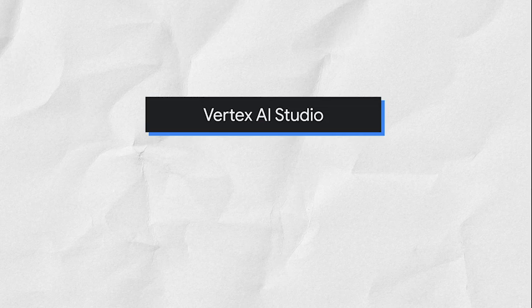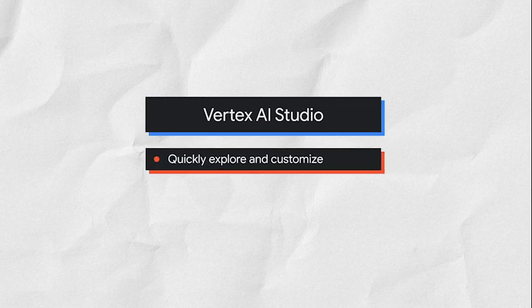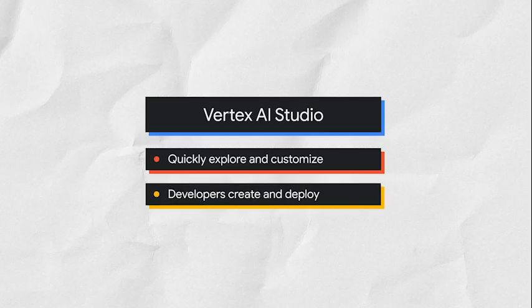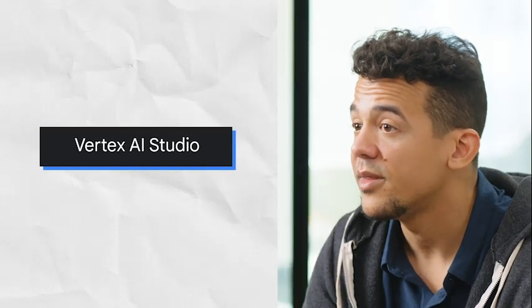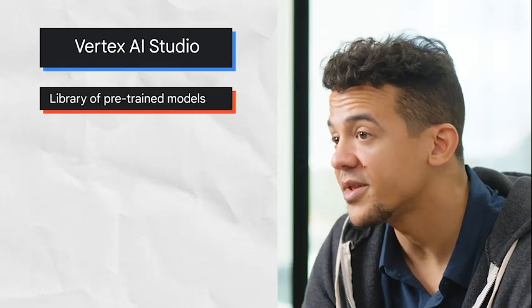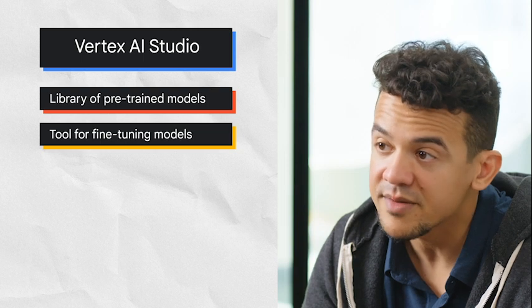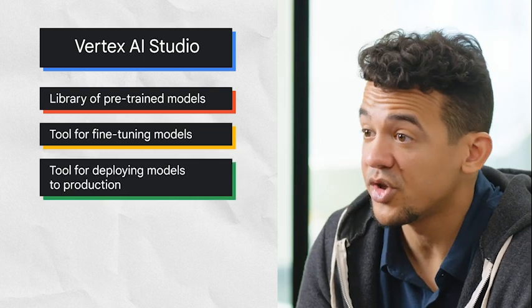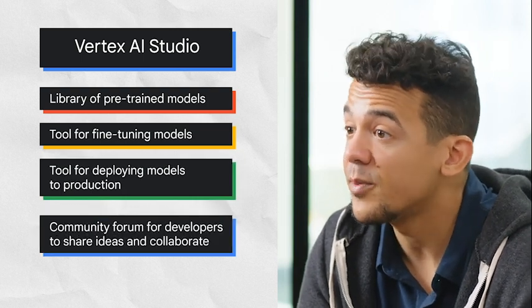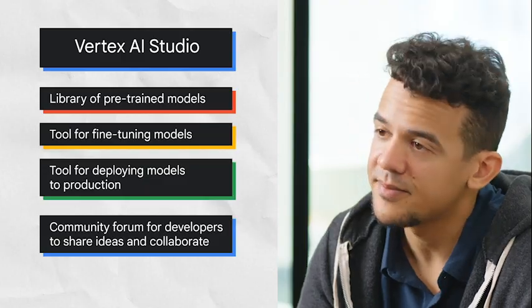Vertex AI Studio lets you quickly explore and customize generative AI models that you can leverage in your applications on Google Cloud. Vertex AI Studio helps developers create and deploy generative AI models by providing a variety of tools and resources that make it easy to get started. For example, there is a library of pre-trained models, tool for fine-tuning models, tool for deploying models to production, and community forum for developers to share ideas and collaborate.